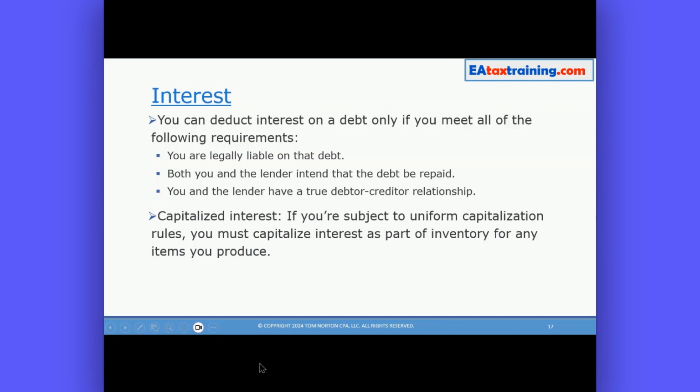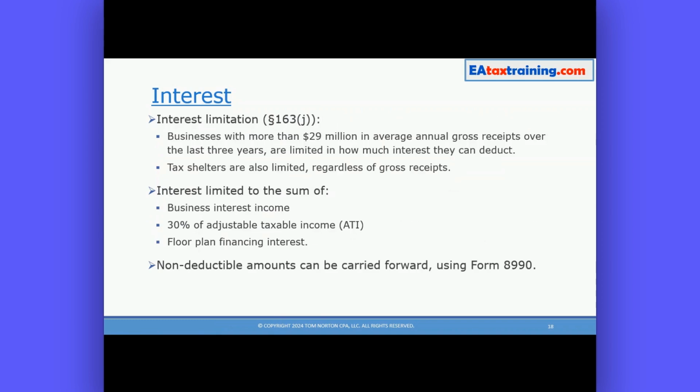And then capitalized interest, and you're going to see this on several of the things we're going to talk about. It could be subject to uniform capitalization rules. So remember, we talked about how for inventory, certain businesses have to capitalize costs into their inventory rather than deducting them currently. So interest is one of those that could be subject to uniform capitalization.